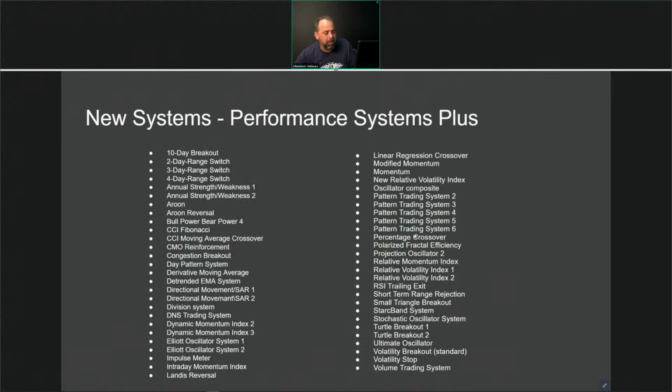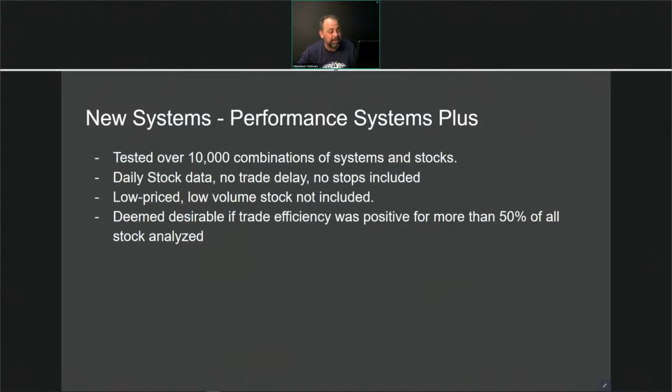And Robert did a really good job of, this is a list of all of the systems that are available. He did a lot of testing to come up with the systems that he wanted to include in Performance Systems Plus. Again, Performance Systems Plus retailed for about $300. It's now included with MetaStock. It's now for free, and it's a huge addition.